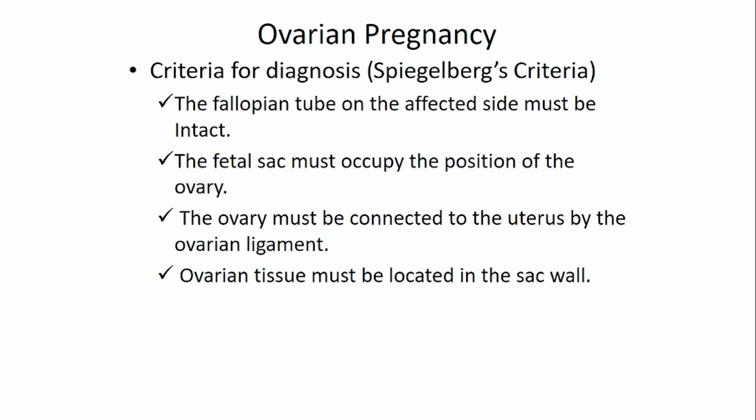Now there are criteria for diagnosis of ovarian pregnancy. I think we should be familiar with them. We have to speak about criteria. There are 4 of them. So when you are at laparotomy, you will now find out that you are not dealing with an ectopic pregnancy in the tube, you should closely look for these 4 criteria.